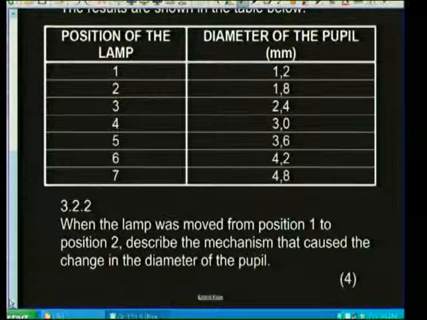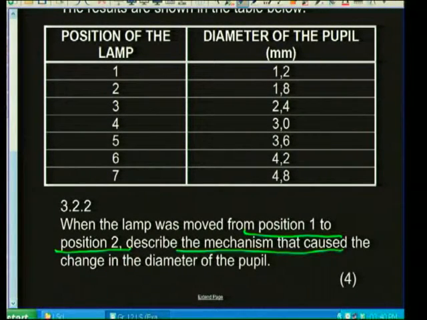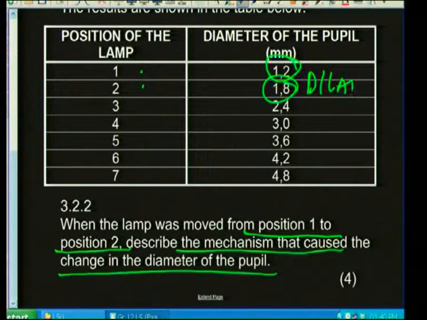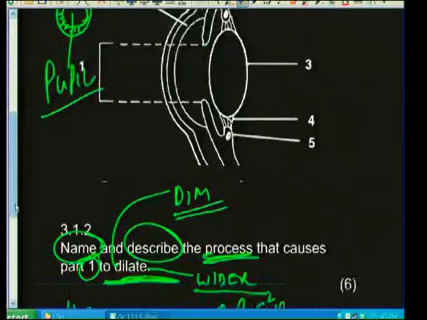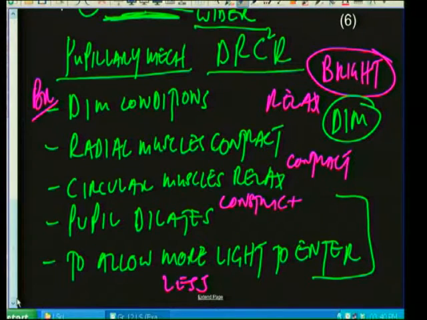Carrying on, when the lamp was moved from position 1 to position 2, describe the mechanism that caused the change in the diameter of the pupil. The lamp was there, we moved it away. What do you notice? What has happened? 1.2 to 1.8. In other words, the pupil has dilated. We do not have to discuss this answer because we have just done that. It was dimmer, so therefore the radial muscles contract, the circular muscles relax, and the pupil dilates to allow more light to pass through.